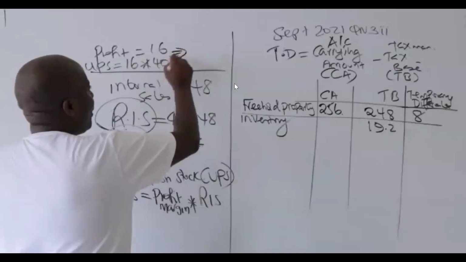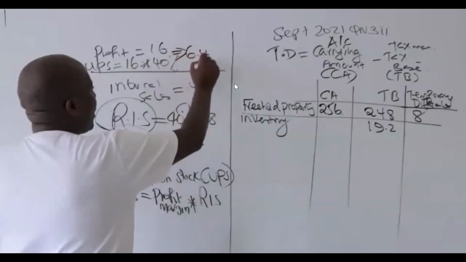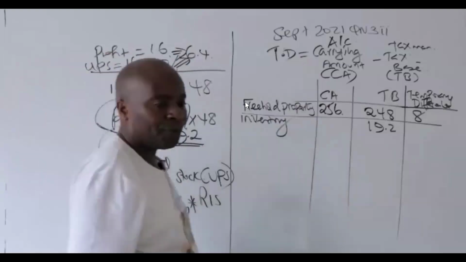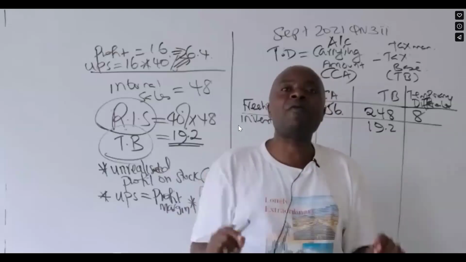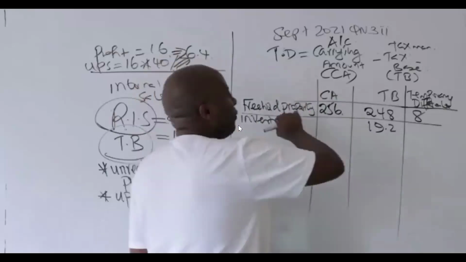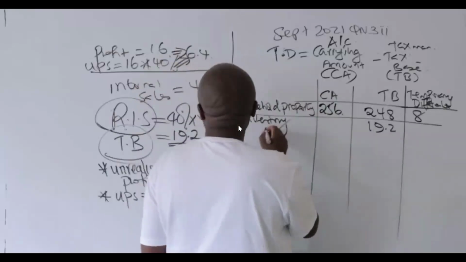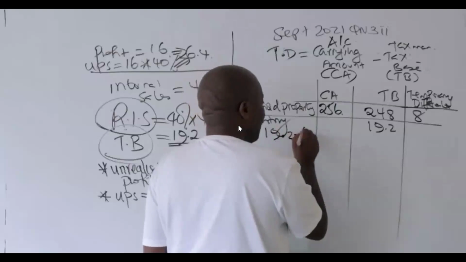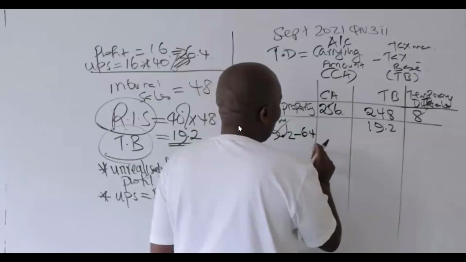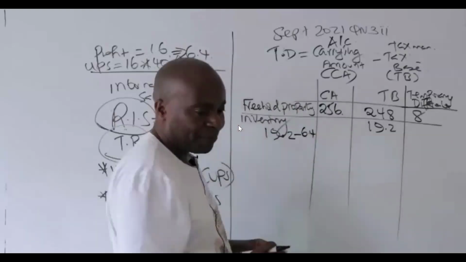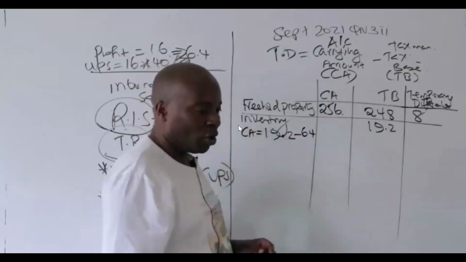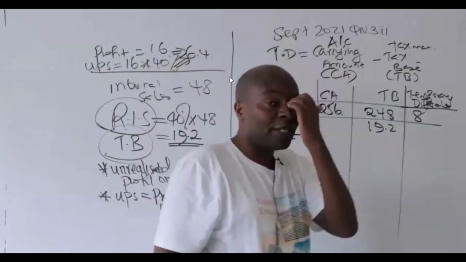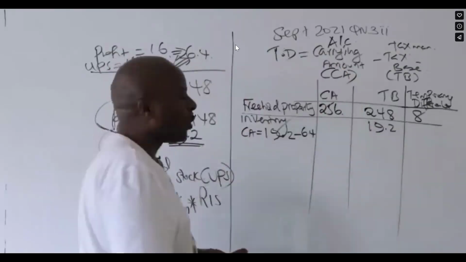6.4 is the unrealized profit. This is the profit we have within our stocks, which is wrong from the accountant's perspective. From the accountant's perspective, we shall never have profit in our stock items. So in the carrying amount, what you will carry your inventory at, you as an accountant will take this 19.2 minus this UPS of 6.4. Is there somebody who is able to give me the carrying amount of inventory? We are getting 12.8.